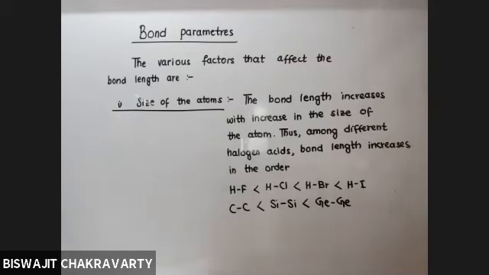When we go down any group, the atomic size keeps on increasing, as we discussed in the periodic properties of elements chapter, because the number of shells is increasing. So obviously, as the size increases, the bond length increases, because bond length depends upon the distance between the two nuclei. Can I proceed? Have you written it down? Yes, sir.